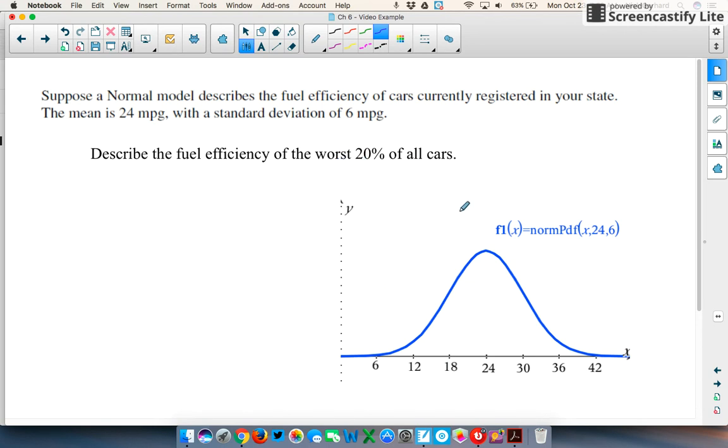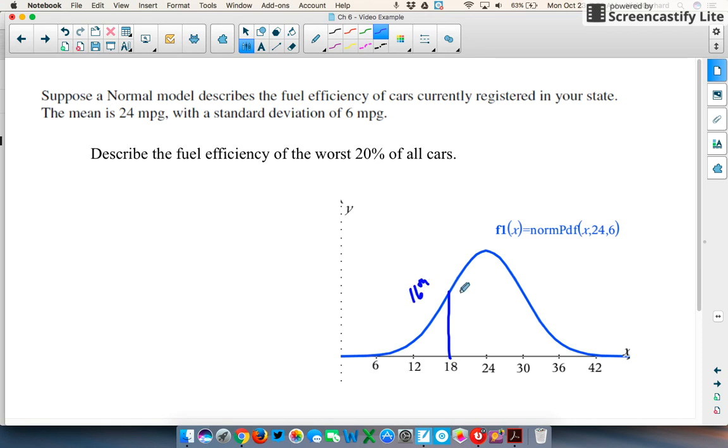Well, knowing what we know about the 68-95-99.7 rule, we know that 68% of values lie between one standard deviation. We know that 95% lie within 2 standard deviations of the mean, and 99.7% lie within 3. That also tells us that 1 standard deviation below is the 16th percentile. So all of this area is the 16th percentile.